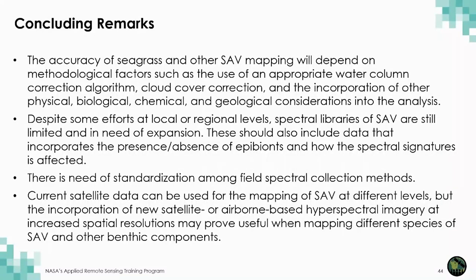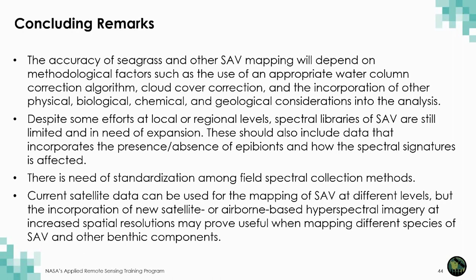Now, here are some concluding remarks about this session. So the accuracy of seagrass and other submerged aquatic vegetation mapping will depend on methodological factors, such as the use of the appropriate water column correction algorithm, cloud cover correction, the incorporation of other physical, biological, chemical, and geological considerations into the analysis. And despite some efforts at local and regional levels, spectral libraries of submerged aquatic vegetation are still very limited and in need of expansion.